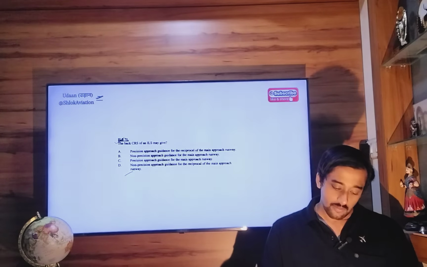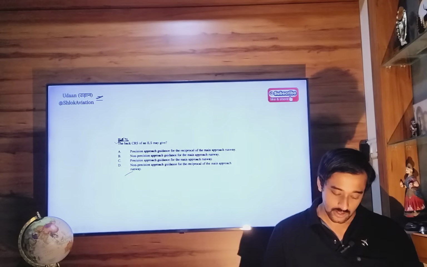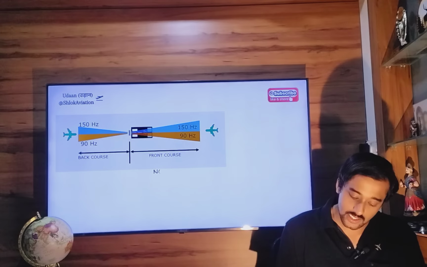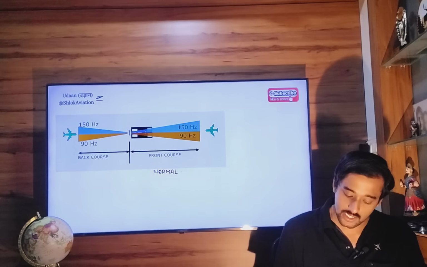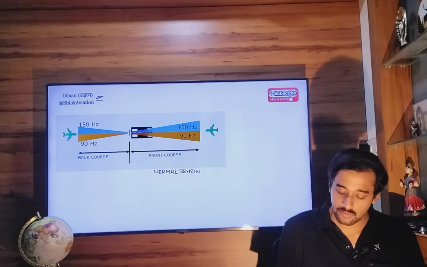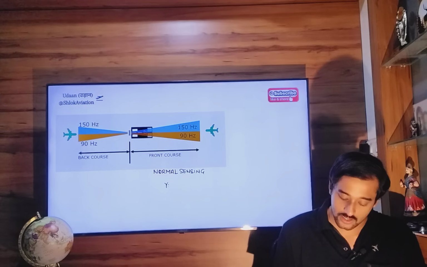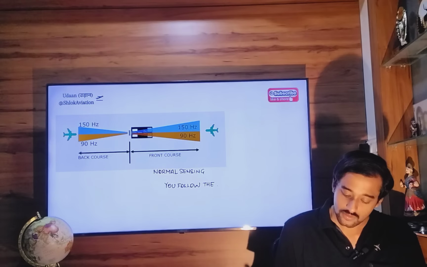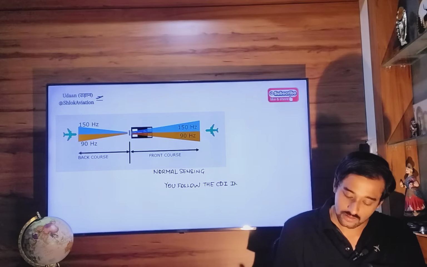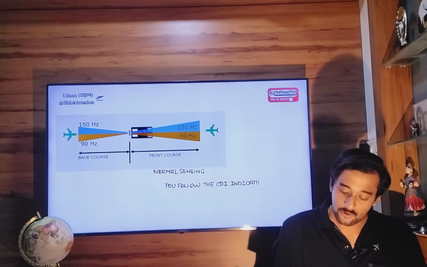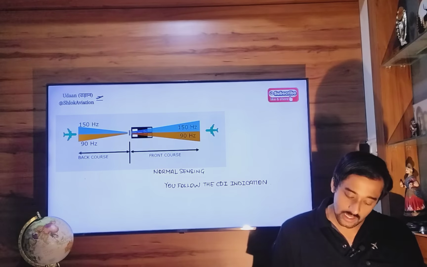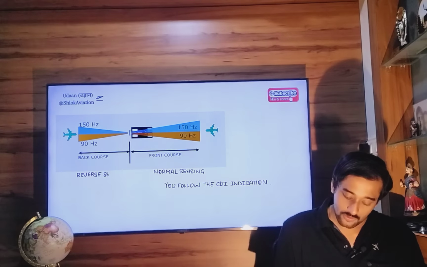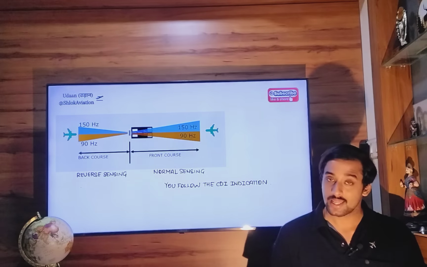So 71. The back course of an ILS may give what? Remember, the front course of your ILS system will give you normal sensing of the CDI needle. That means you follow the CDI indications. If you follow a back course ILS, you will be getting a reverse sensing of the CDI indications.